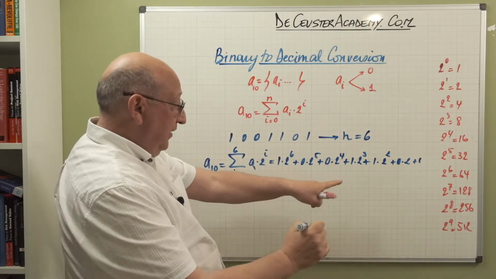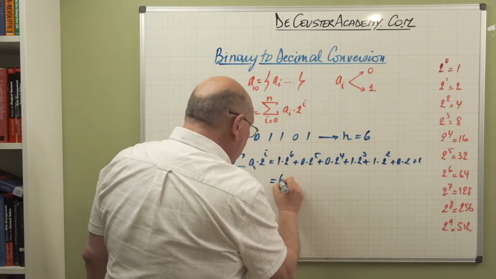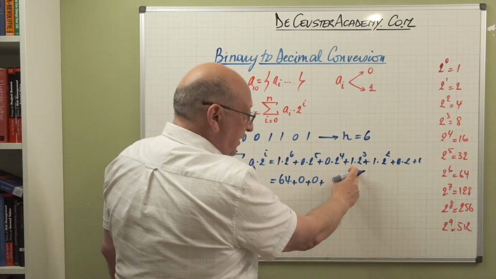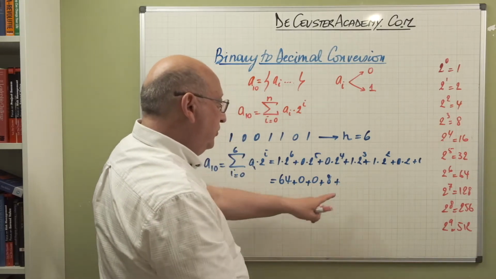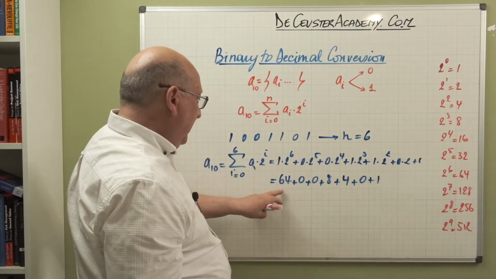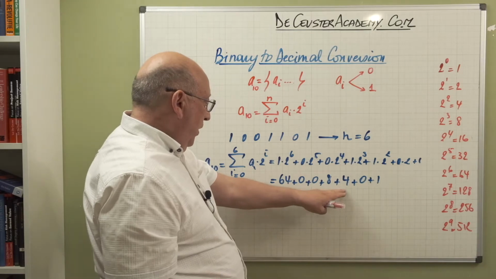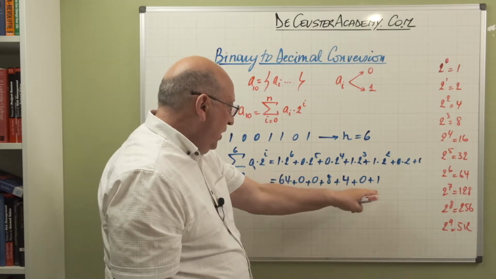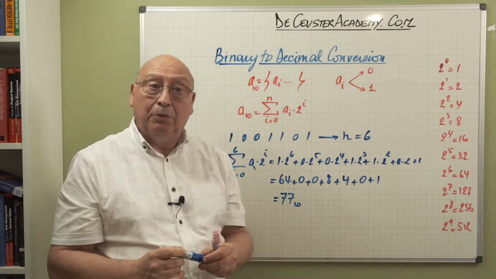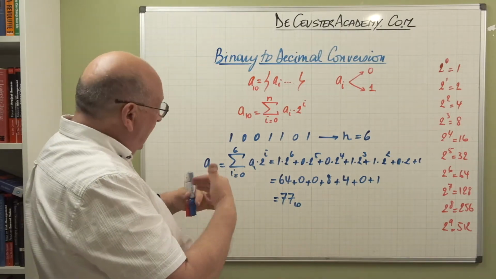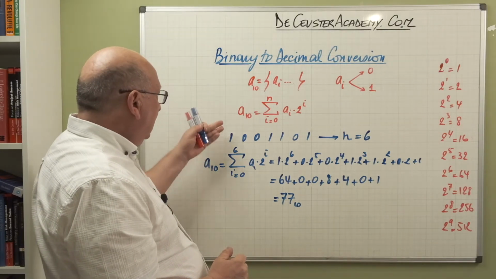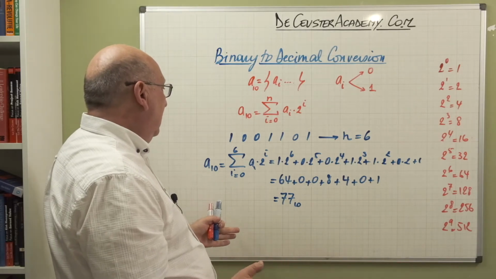So we can have a look at the table here. We have 64 plus 0 plus 0 plus 8 plus 4 plus 0 plus 1. So we have 64 plus 12 is 76, plus 1 is 77 in decimal notation. The calculation in this direction is a little bit easier, and we can just use the formula like this.